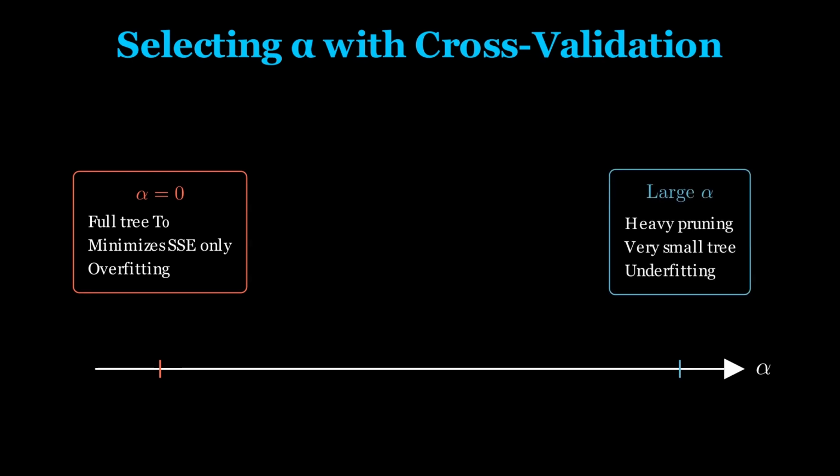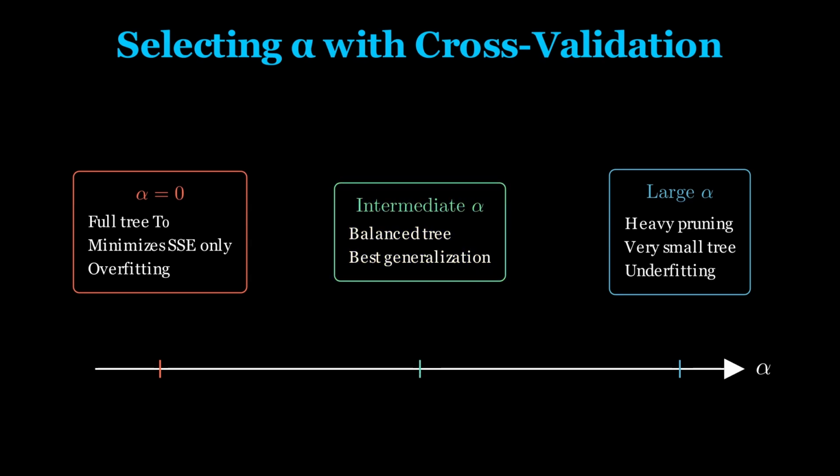When alpha is large, the penalty term dominates. Many branches get removed, and if alpha is very large, the tree may become too simple to capture important patterns, leading to underfitting. The goal is an intermediate alpha that balances the error against the complexity penalty. That balanced alpha, chosen by minimizing the average cross-validated MSE, yields a tree that is neither too complex nor too simple, aiming for better generalization on unseen data.